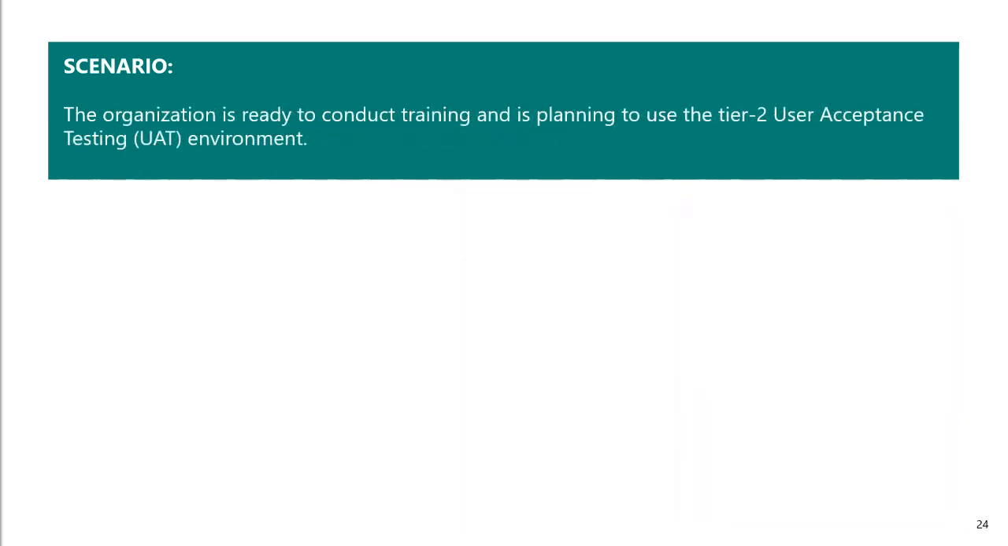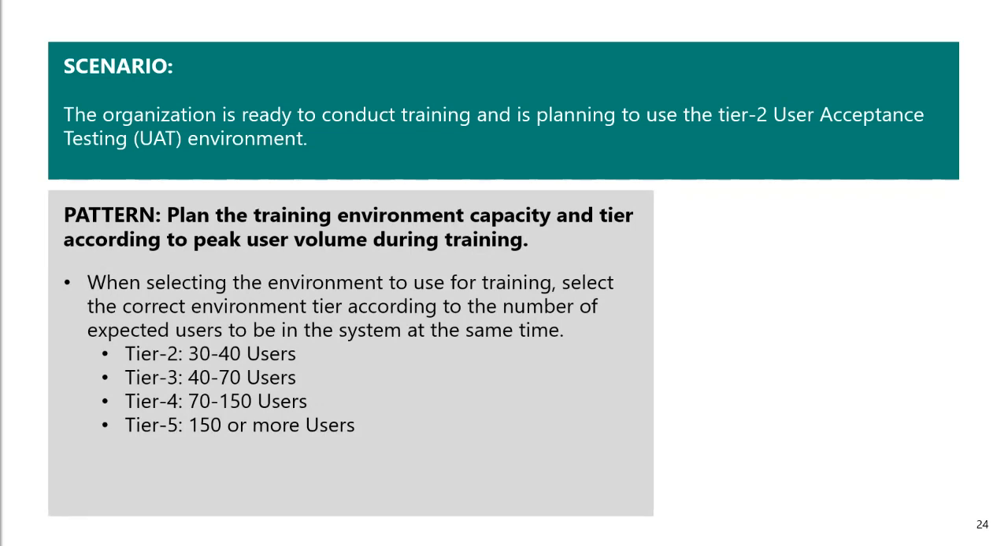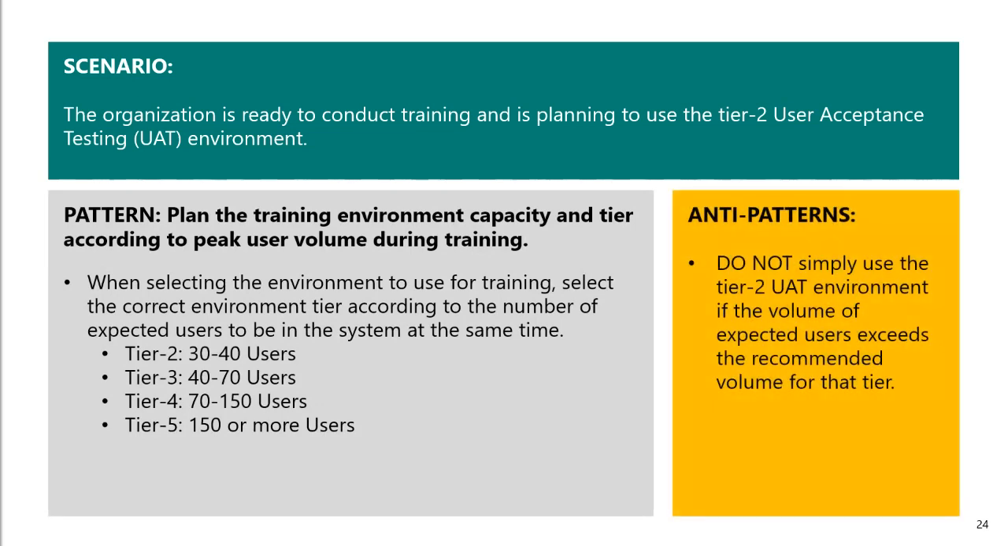So in our next scenario, the organization is ready to conduct training and is planning to use the Tier 2 user acceptance testing environment. Well, I'm not going to say that using your UAT environment is a bad thing or a wrong thing. You need to carefully plan and consider it. So when you're planning your training environment, you'll need to think about the capacity and tier according to the peak user volume during your training.